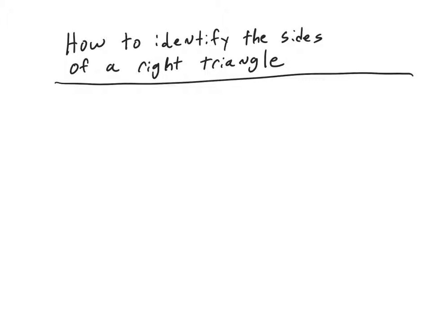This video is on how to identify the sides of a right triangle. So if you have a right triangle and you're asked to find the sides of it, to identify the sides, so you have an A, a B, and a C, they'll always give you an angle. So it's always in relation to an angle.